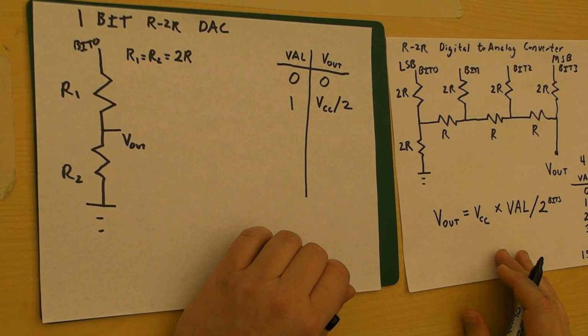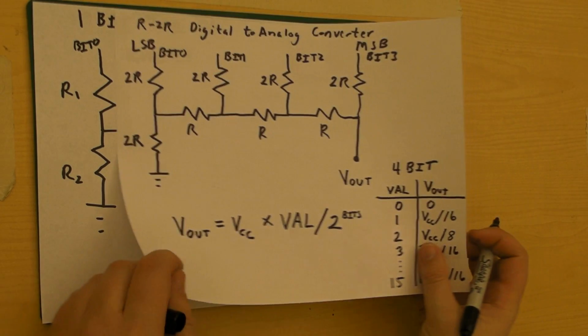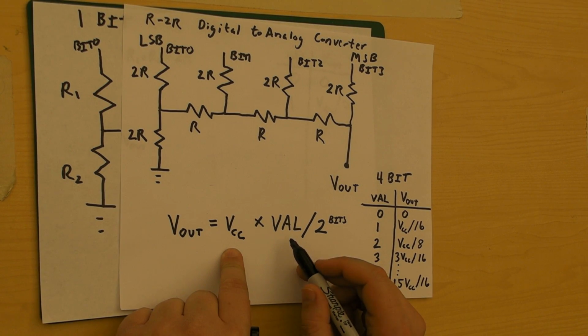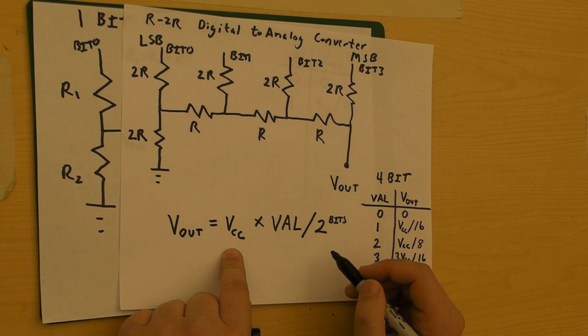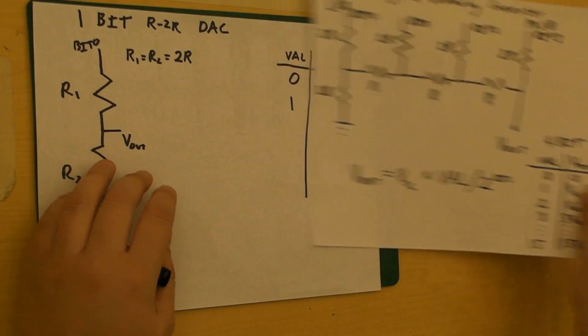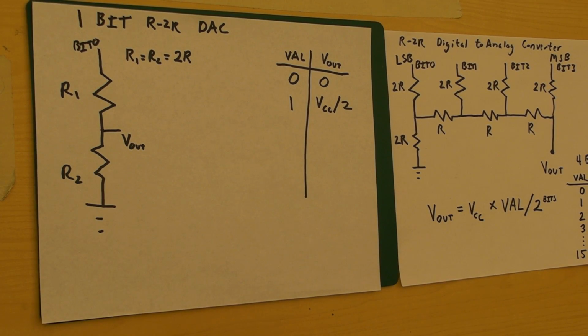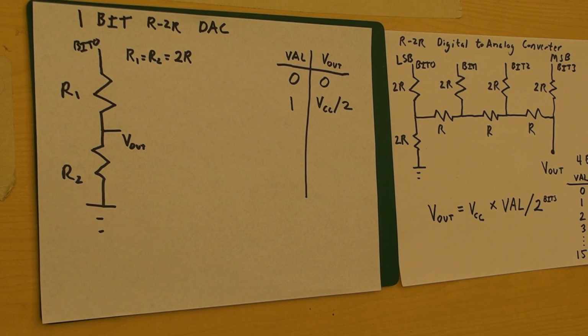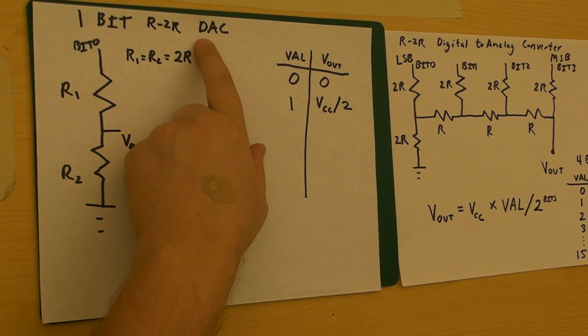Now if we look, that seems exactly what the formula said. VCC times the digital value of 1 in this case over 2 to the 1 bit, so VCC over 2. Well, that's great. So it works for a 1-bit R2R digital to analog converter. Now notice that I use DAC for short. Most people in electronics know when you say DAC, it's a digital to analog converter.